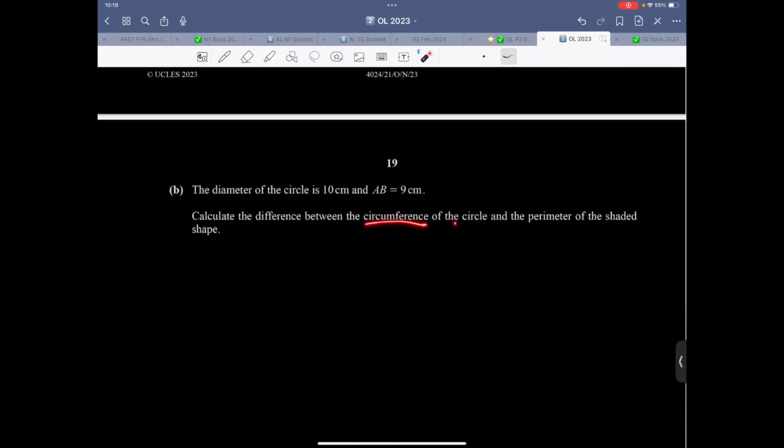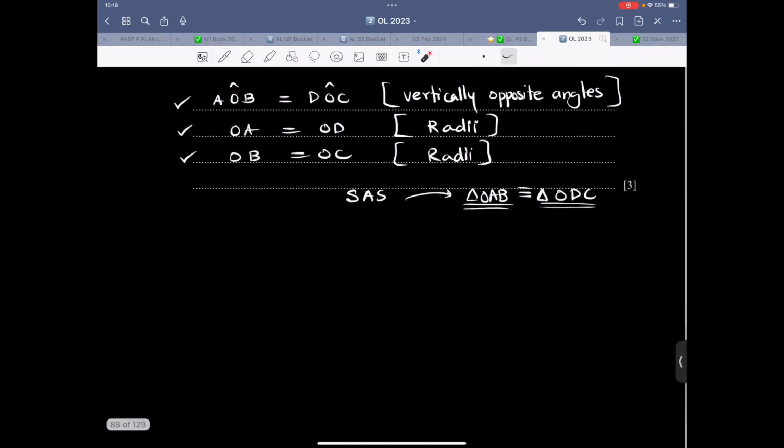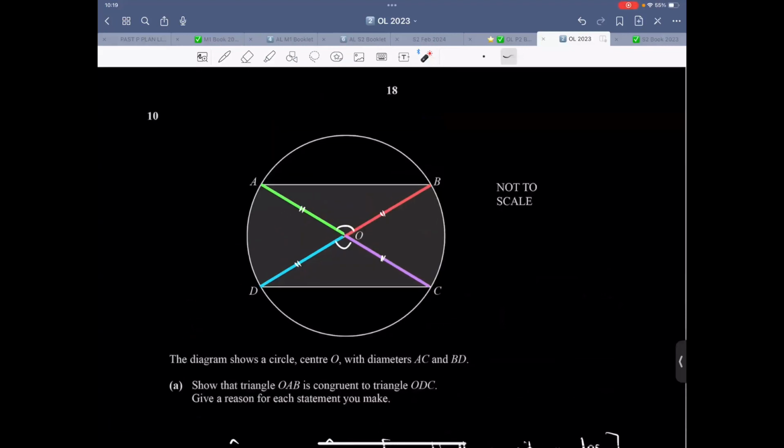Calculate the difference between the circumference of the circle and the perimeter of the shaded shape. So the perimeter of the shaded shape is what? That is made up of these things. So let me highlight it. Let me use a color which I have not used before. Something like this. I need this thing, so this color over here, I need this.